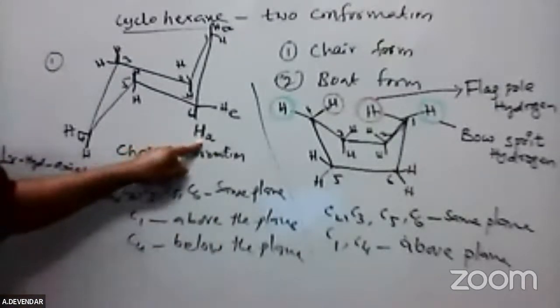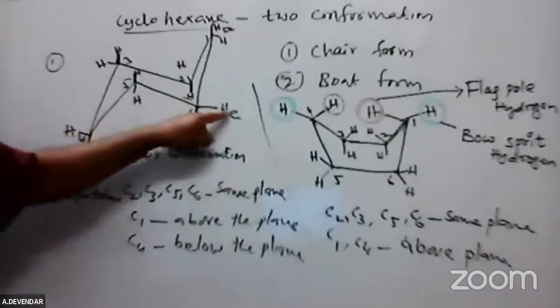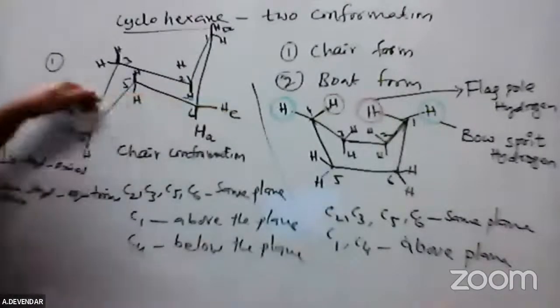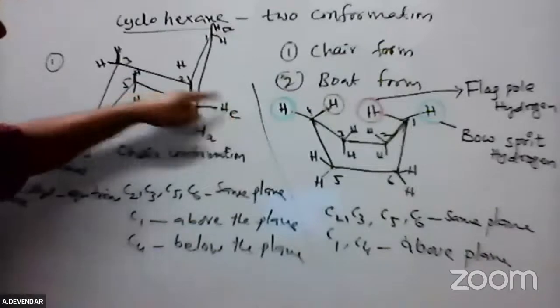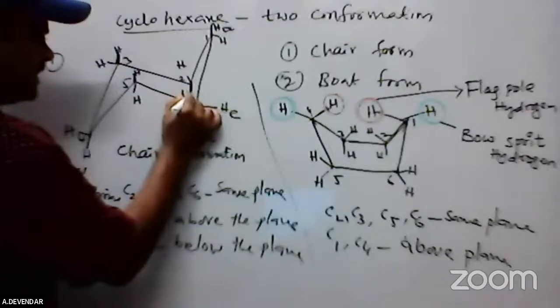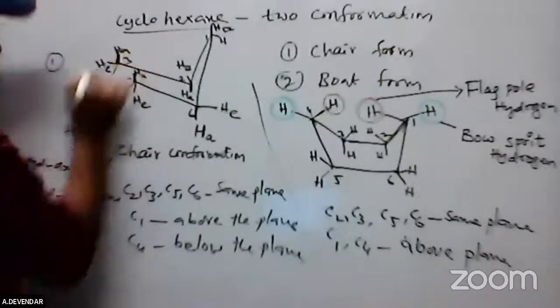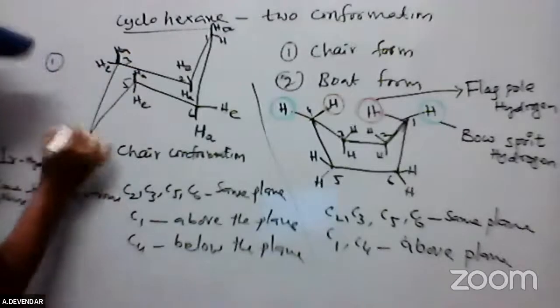Axial means it is perpendicular to this particular structure, that is called an axial hydrogen. The hydrogen that lies in the same plane is called the equatorial. So this is the equatorial here. This is axial, equatorial; this is axial, equatorial; this is axial, equatorial; and this is axial, equatorial.